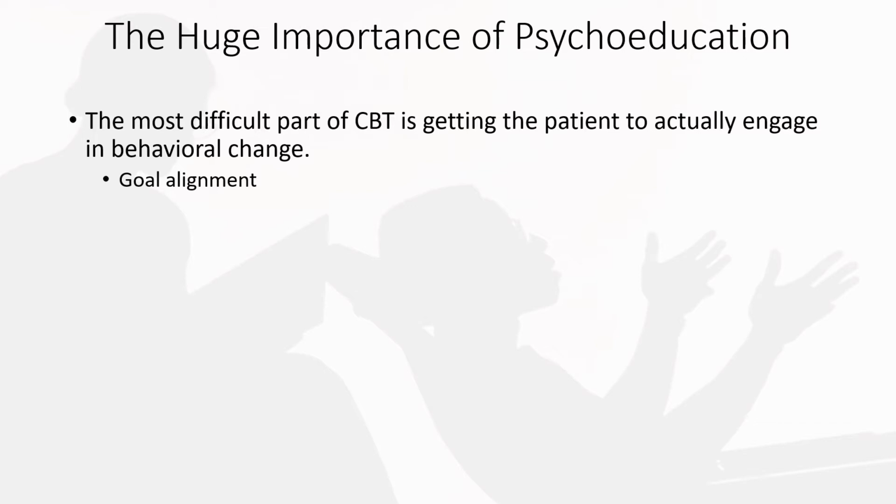Another major factor in helping people to do the things that they need to do to get better is psychoeducation, or just education in general. In this case, we'll discuss it in a lot more detail over the next couple slides, but it's critically important that the patient understand why they need to do what you're recommending in order to get better, or why they might consider doing what you're recommending in order to get better.